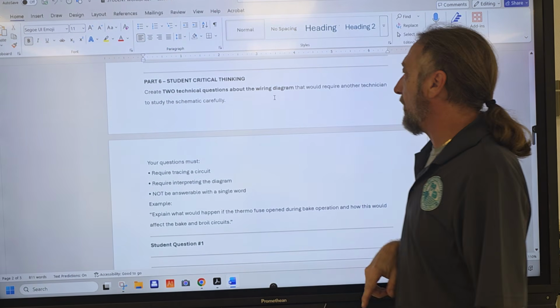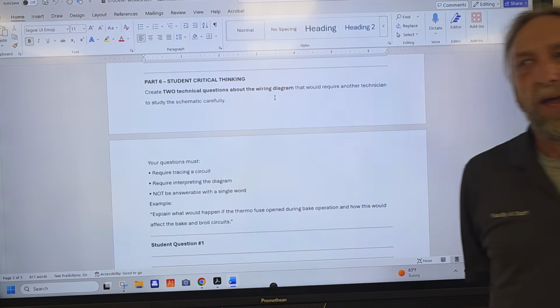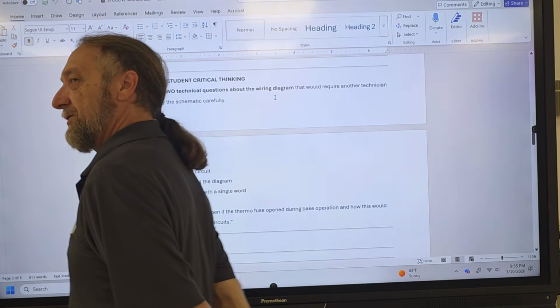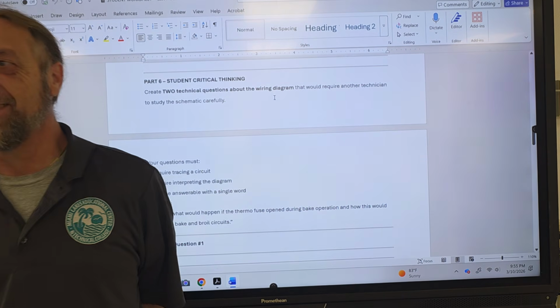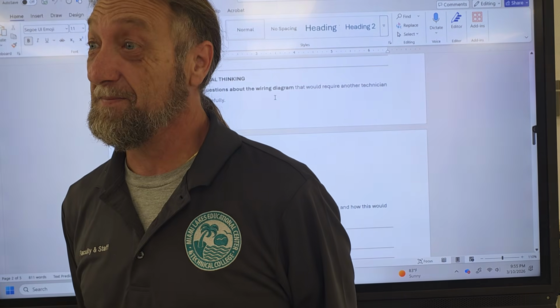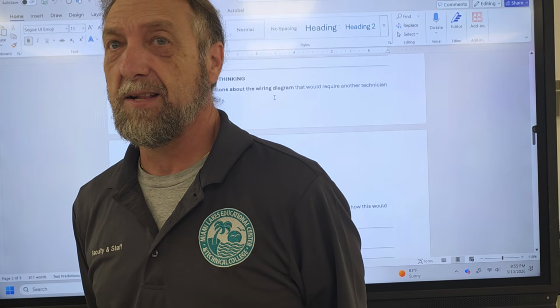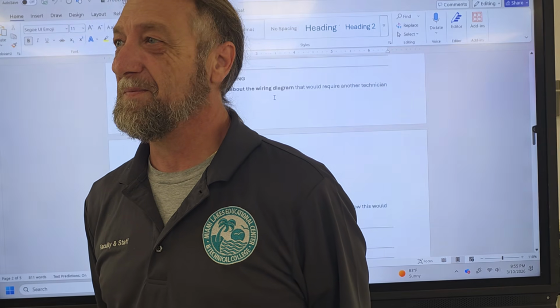Create two technical questions about the diagram. So, did any of you guys create some questions for me? Yes, sir. I don't like it. That's not a question. This sucks. Hold on, a question for him. Not interested.